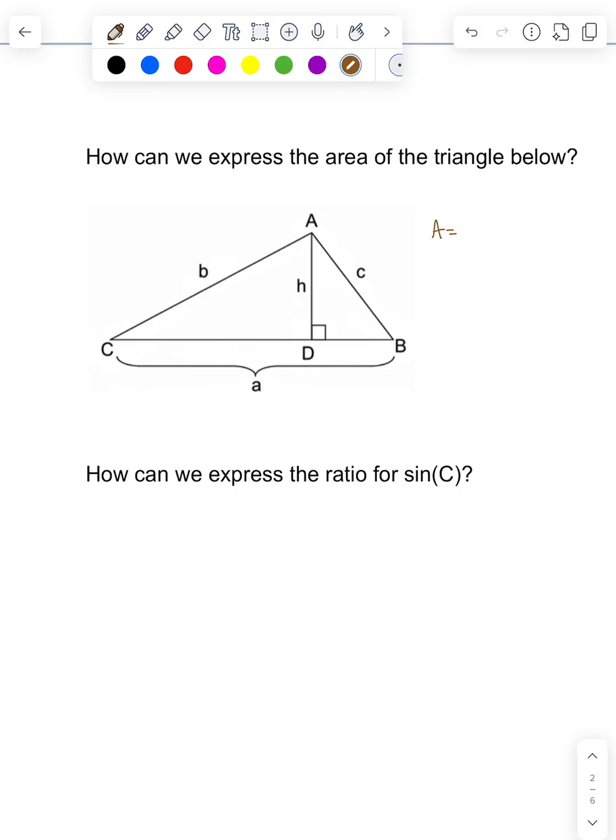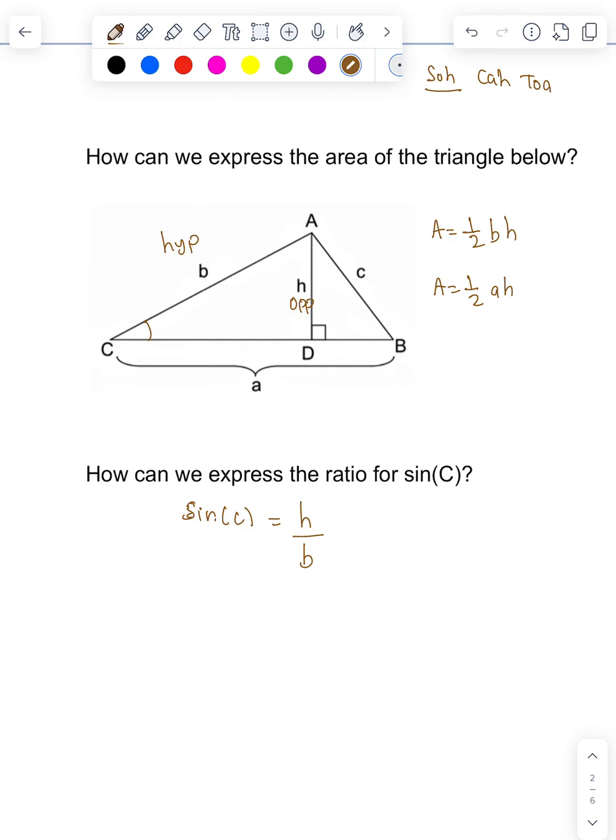Since the area of a triangle formula is 1/2 base times height, using the letters here, I can represent the base of the big triangle as A, and I can represent the height as H. So 1/2 A times H. Now, let's write a ratio for sine of angle C. So angle C is over here. So opposite, hypotenuse, that's what we need for sine. Because if we write out SOHCAHTOA, sine is O over H. So sine of angle C is opposite, which is H, over hypotenuse, which is B.